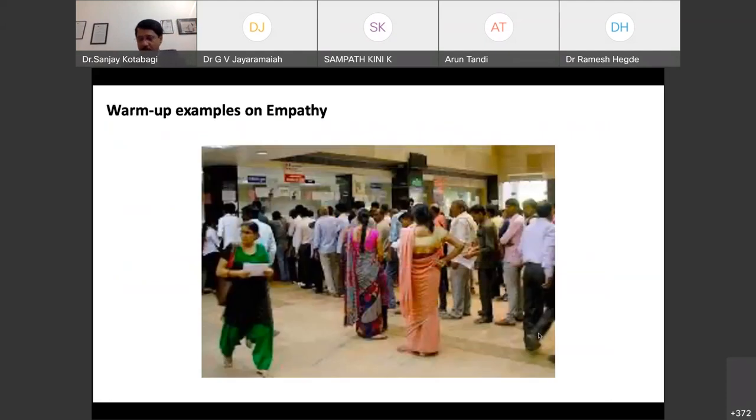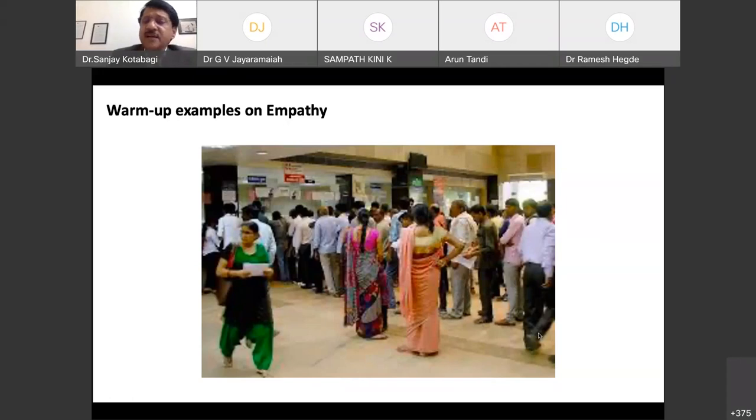Now, I would like you all to do a small exercise. Can you take your pen and paper for a moment, work on this, and share your views in the chat box. So what this example is all about: we are now seeing people standing in a queue. It's taken from one of the hospitals.